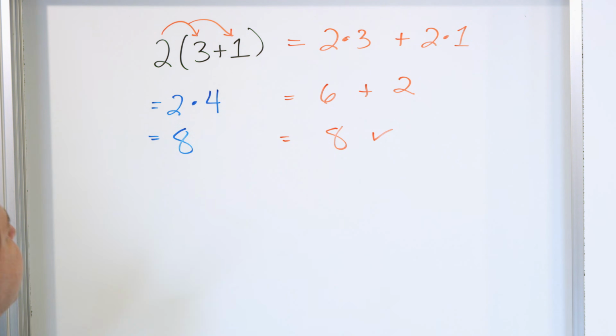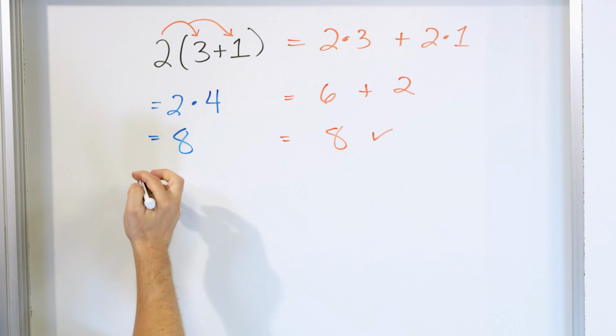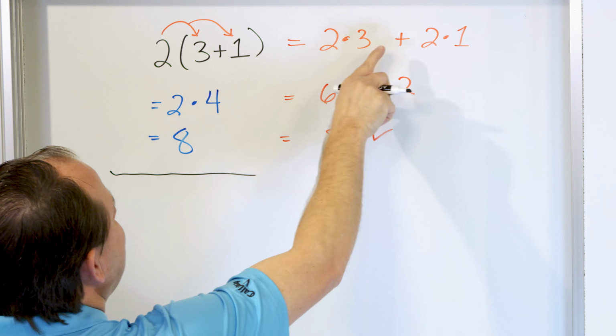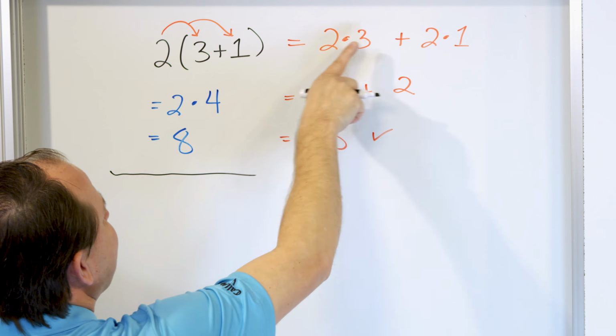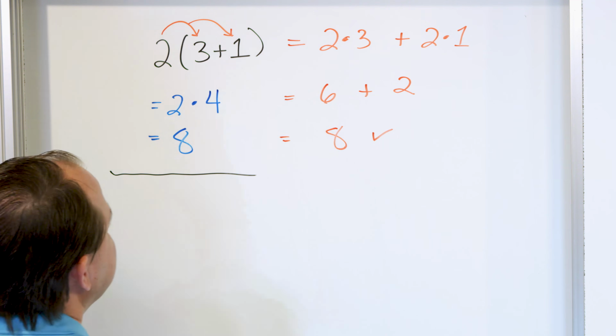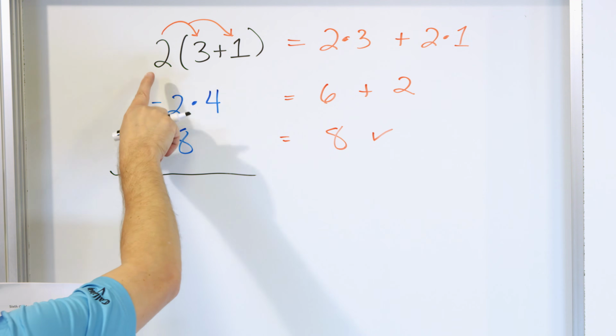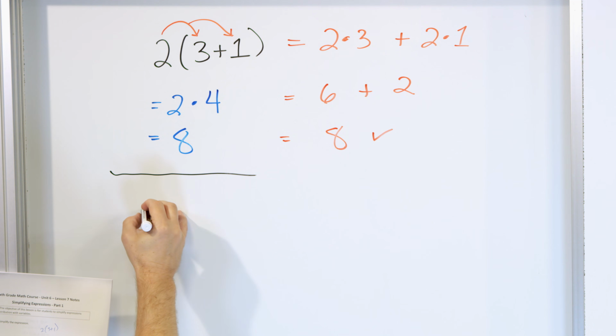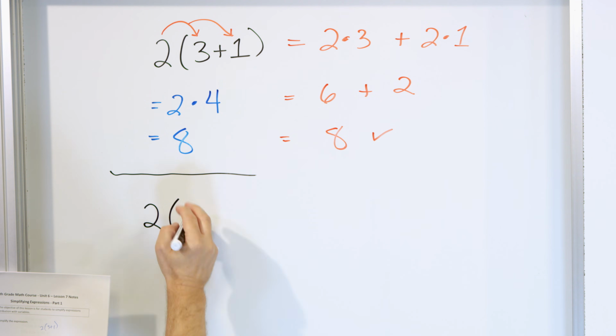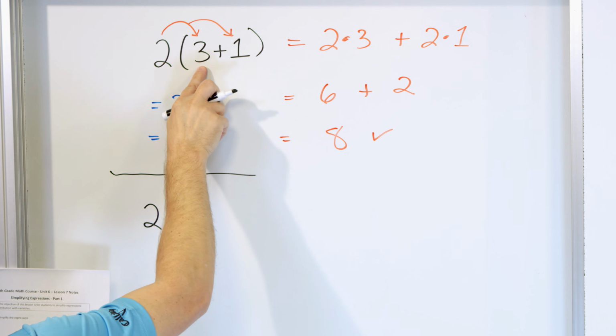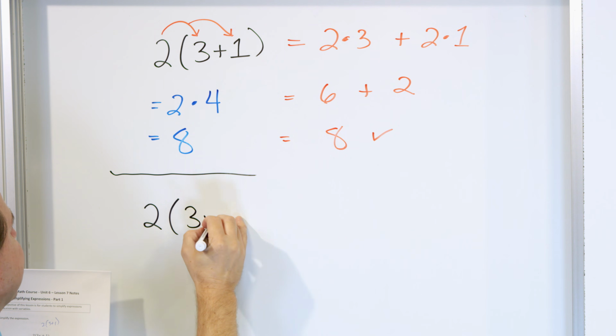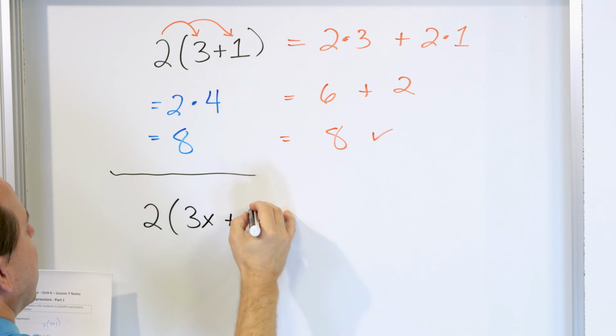So here was our first little problem. No variables, just numbers. I wanted to remind you of what the distributive property is. Multiply times each term on the inside, join it with the sign of what you see. Now let's take this exact problem and let's rewrite it, but let's make it a little bit different. The 2 is still on the outside, the parentheses is still here, but the 3, let's change it to a 3x. The plus sign is here and the 1 is here.